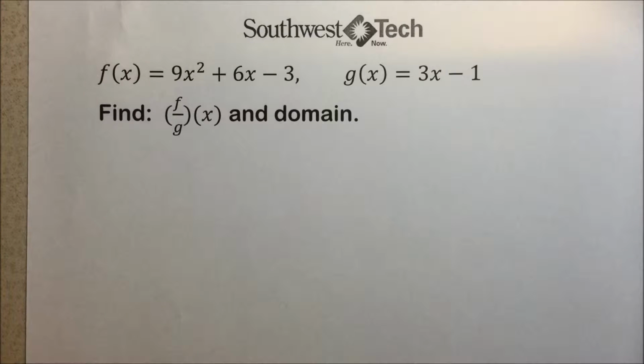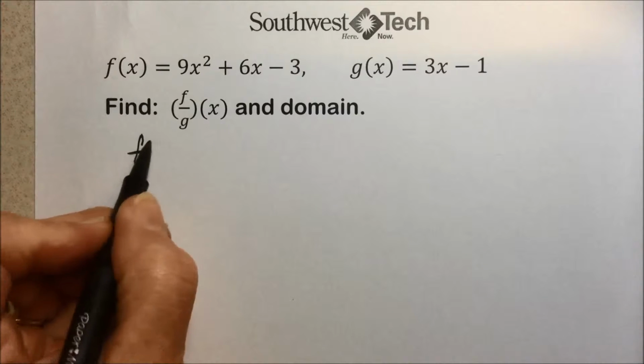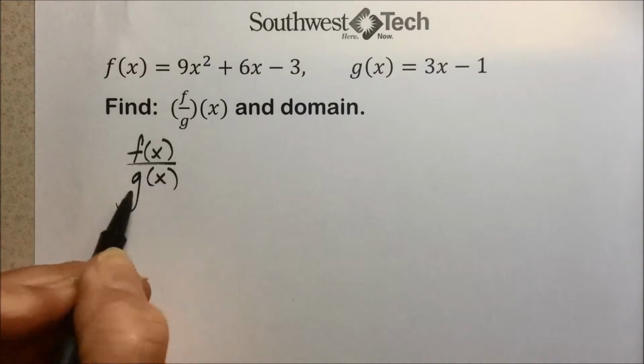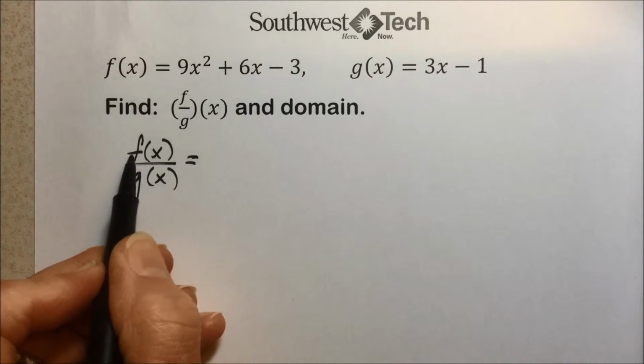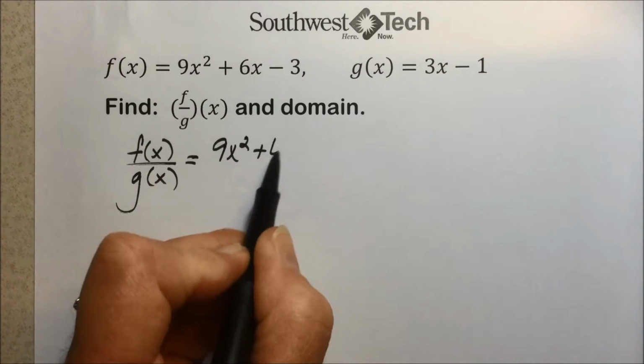Section 6.6, division of polynomials. Here in this example, we have a function f over g of x. If you recall, this notation is equivalent to asking us to divide the function f of x by g of x for a translation. If we use a substitution, f of x is defined as this polynomial.